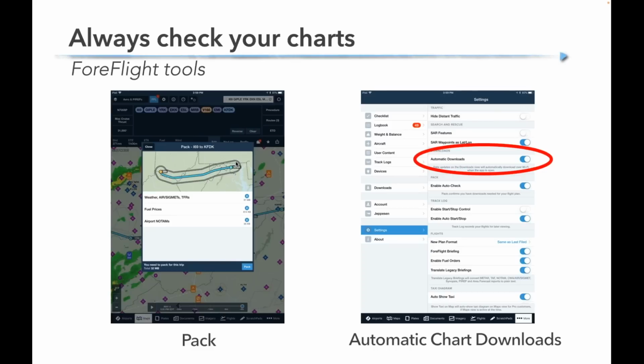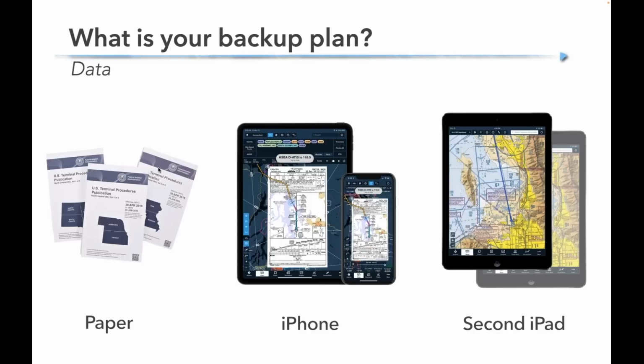Another feature I really like in ForeFlight is called automatic downloads. You can see it circled there in the main settings. What that does is, every time you open the app, if there is a new chart update available, it's going to go ahead and download that in the background. So these are two automated ways to make sure you have all the data. But your final check, at any point before every flight, and this is what I do, is just to open that pack feature one last time and verify that all the data is indeed downloaded.